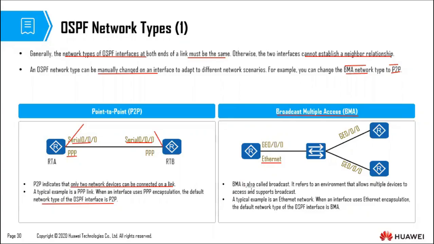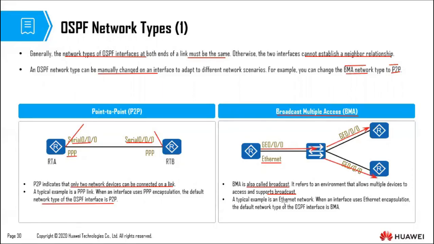So BMA is also called, what? Just broadcast. So it refers to the environment that allows multiple devices to access and support broadcast. What that means is that on a BMA, you can send broadcast packets. For example, like this connection, if you send a broadcast packet to this switch, it's going to send it to this one and to this one. So it supports broadcast.